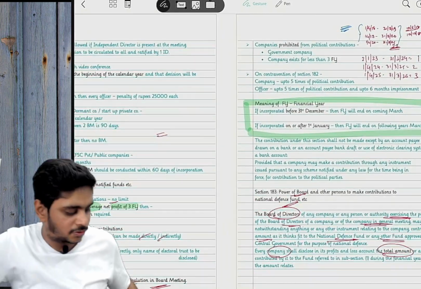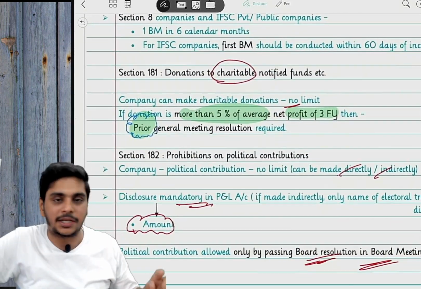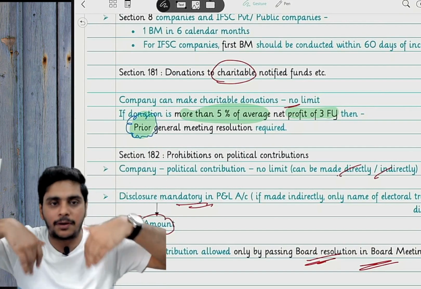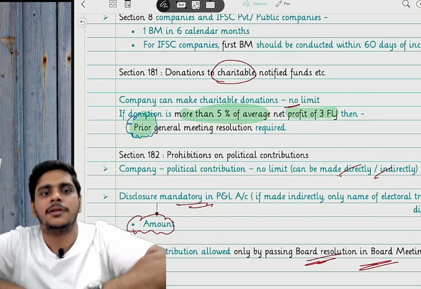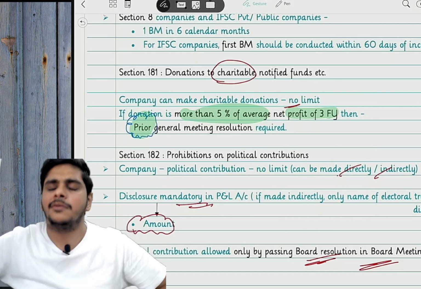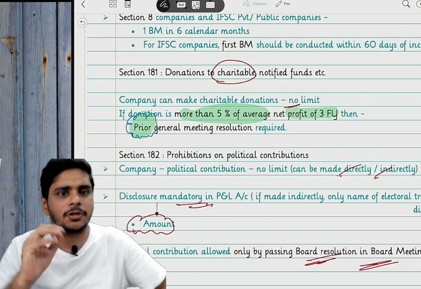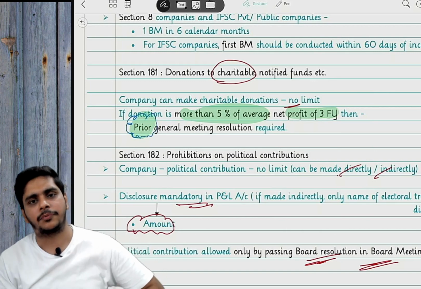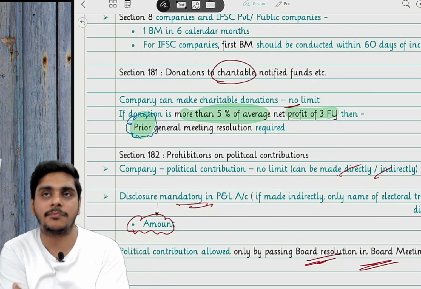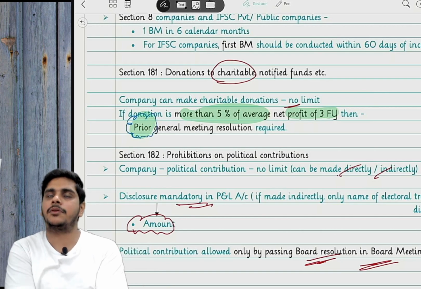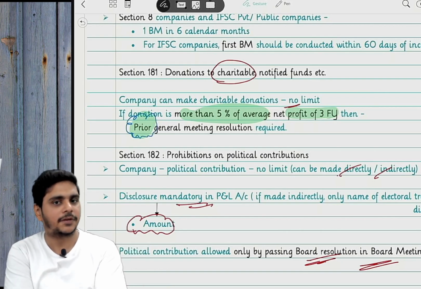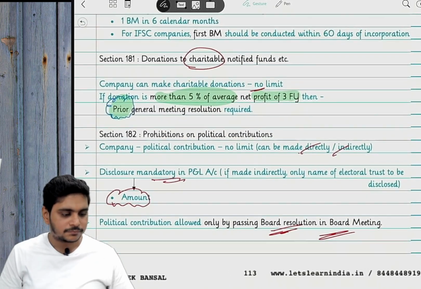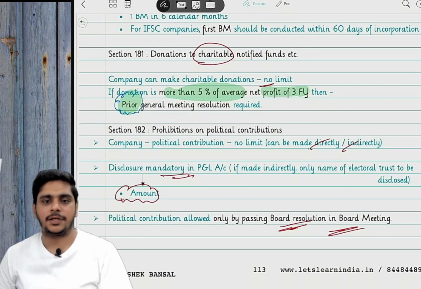Okay. So charitable contribution was 181, no limit, any amount you can do. Only if it goes above 5% of the average net profit, you require prior general meeting resolution. 182 political contribution is very clear. Any amount you can give, only disclosure you need to make. Okay. Two companies are prohibited. Number one, government company. Number two, company which is in existence for less than 3 financial years. That is 181 and 182. Cool. Read quickly. 181, 182. Read.